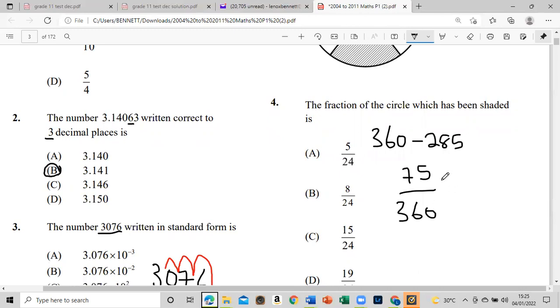All right, so we can find a number now to break it down, because see, 75 over 360. So we have to break it down. Now, 15, we can use 15, right? 15 into 75 is 5 times. 15 into 360 is 24. So the shaded portion is 5 over 24. So that's number 4, right? Let's move on to number 5.